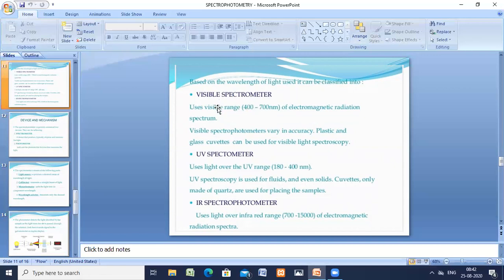So this range is used in the spectrophotometer, and it varies in accuracy. In the UV spectrometer, it uses light over the UV range, from 180 to 400 nanometers. It is used for fluids and even solids. Cuvettes are made only of quartz and used for placing the samples.